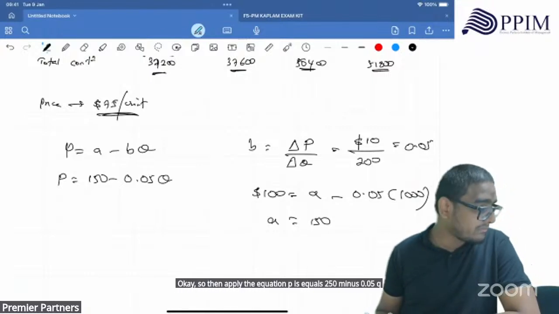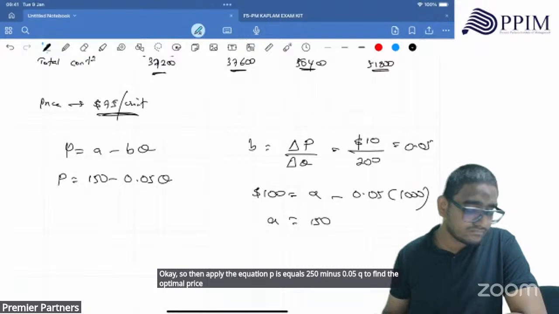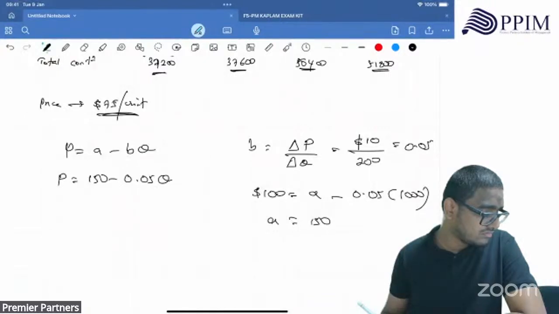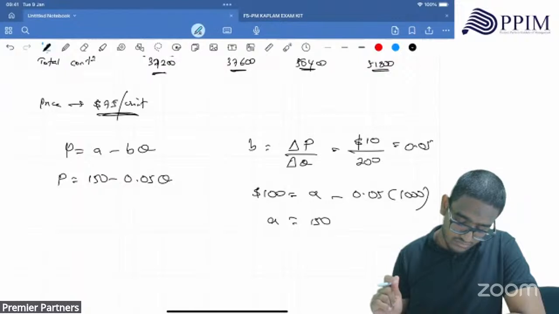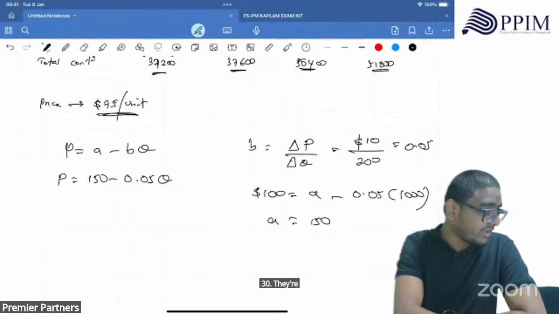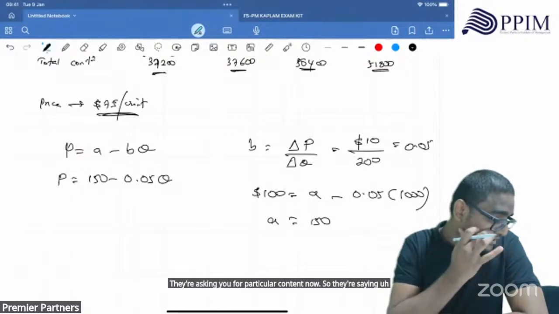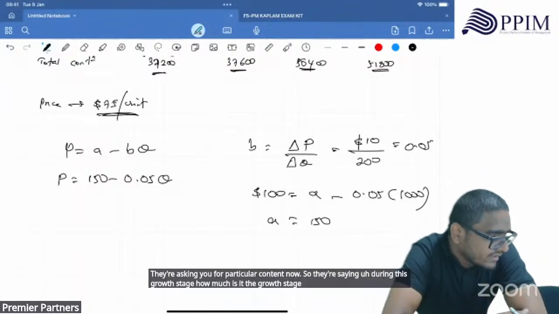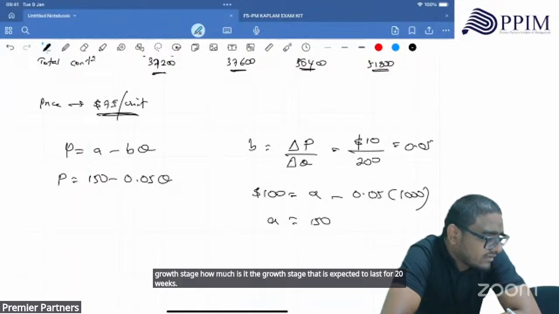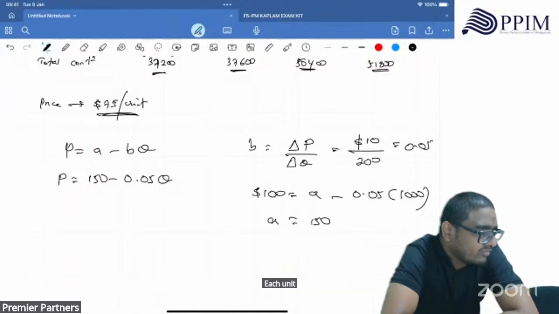To find the optimal price, did you find marginal revenue? Sorry. They're asking you for a particular quantity now. So they're saying during this growth stage, how much is in the growth stage? The stage is expected to last for 20 weeks. Each unit will take 1.25 standard hours. How much capacity do we have in total?